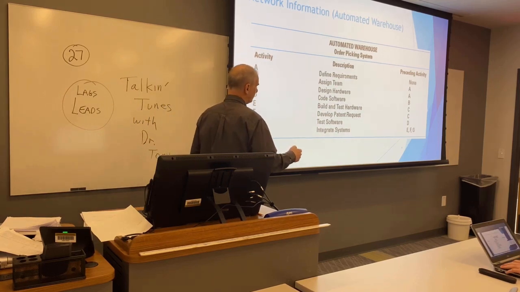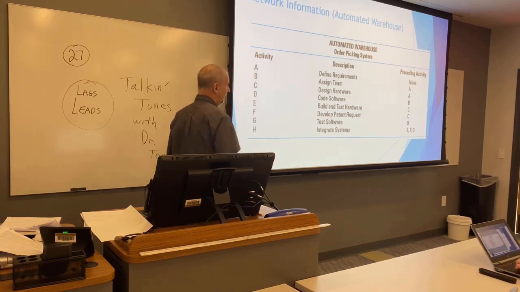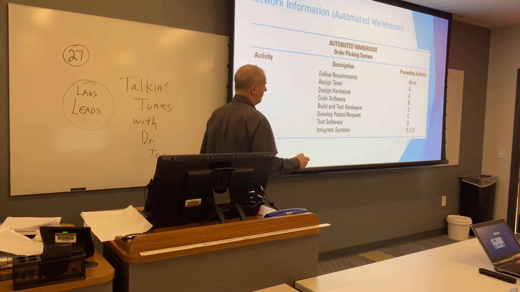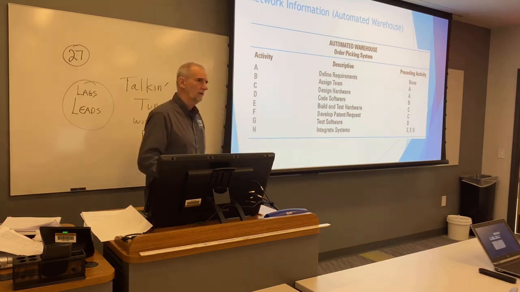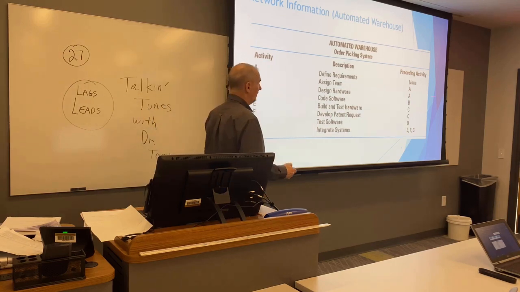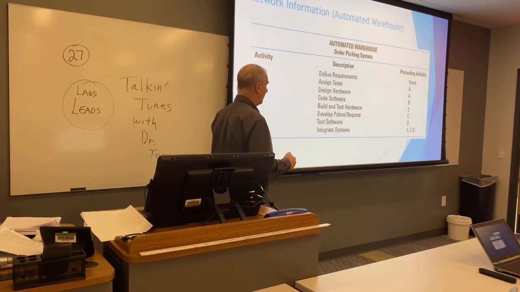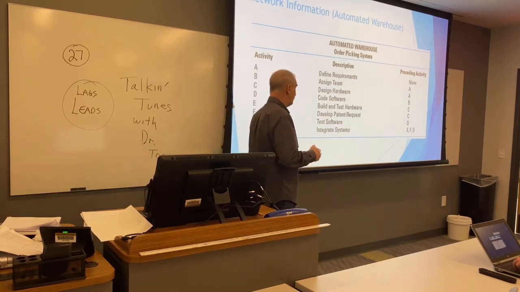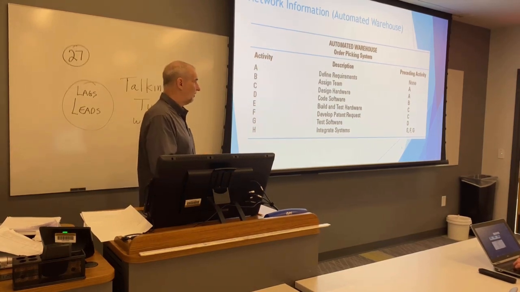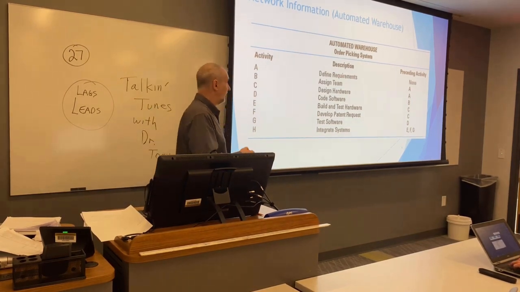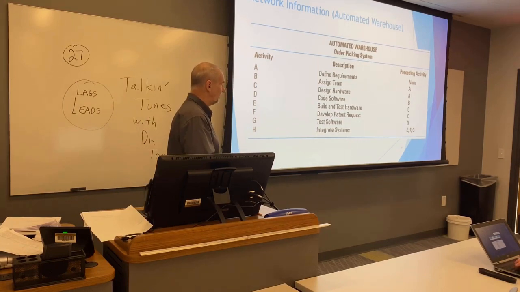And here's their names. What we did is we put what are the predecessors. So you could define requirements anytime you want. You could do it now. Okay? Now, after that, to assign the team and design the hardware, you have to have your requirements. If you don't have requirements, you don't know who's going to be on the team, and you don't know what the hardware is going to be like. So you got to do this before you can do these.